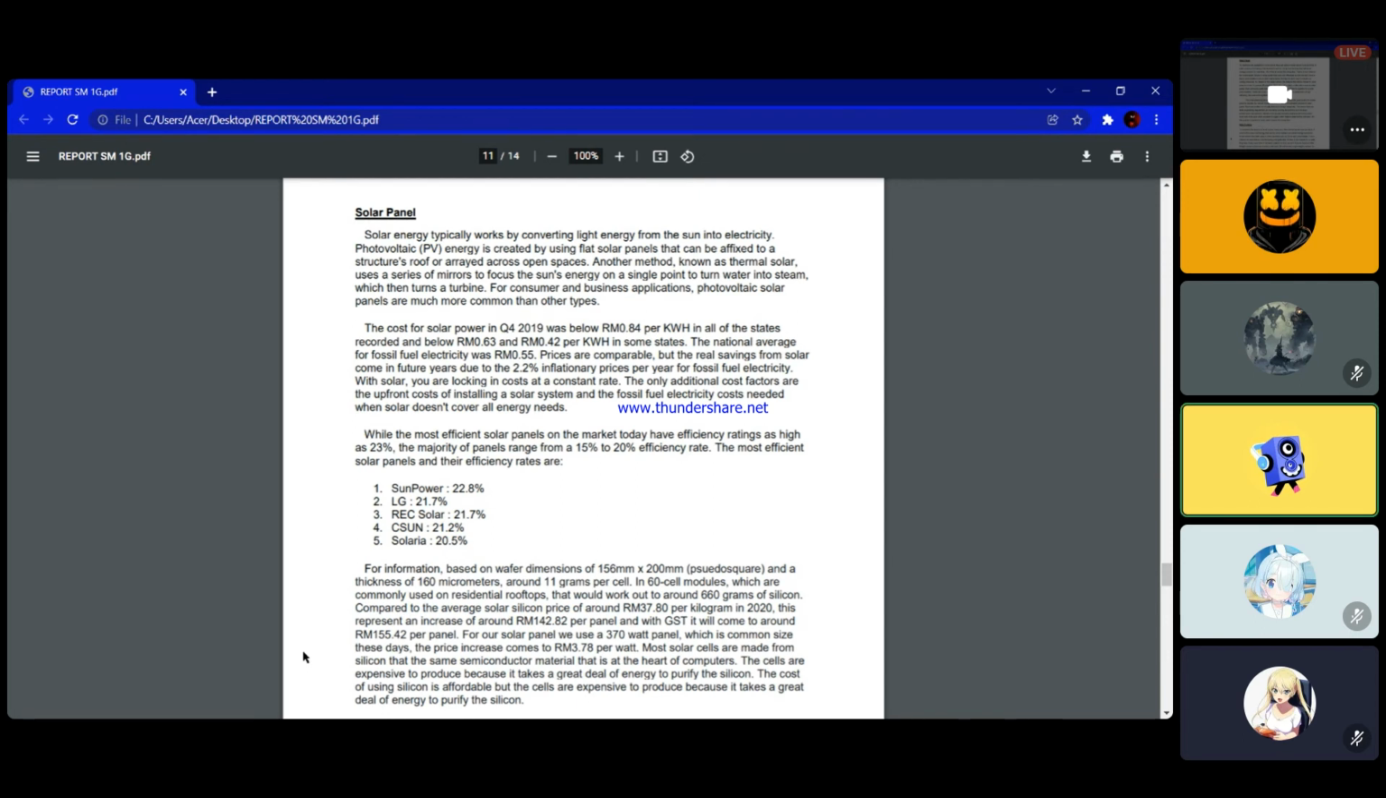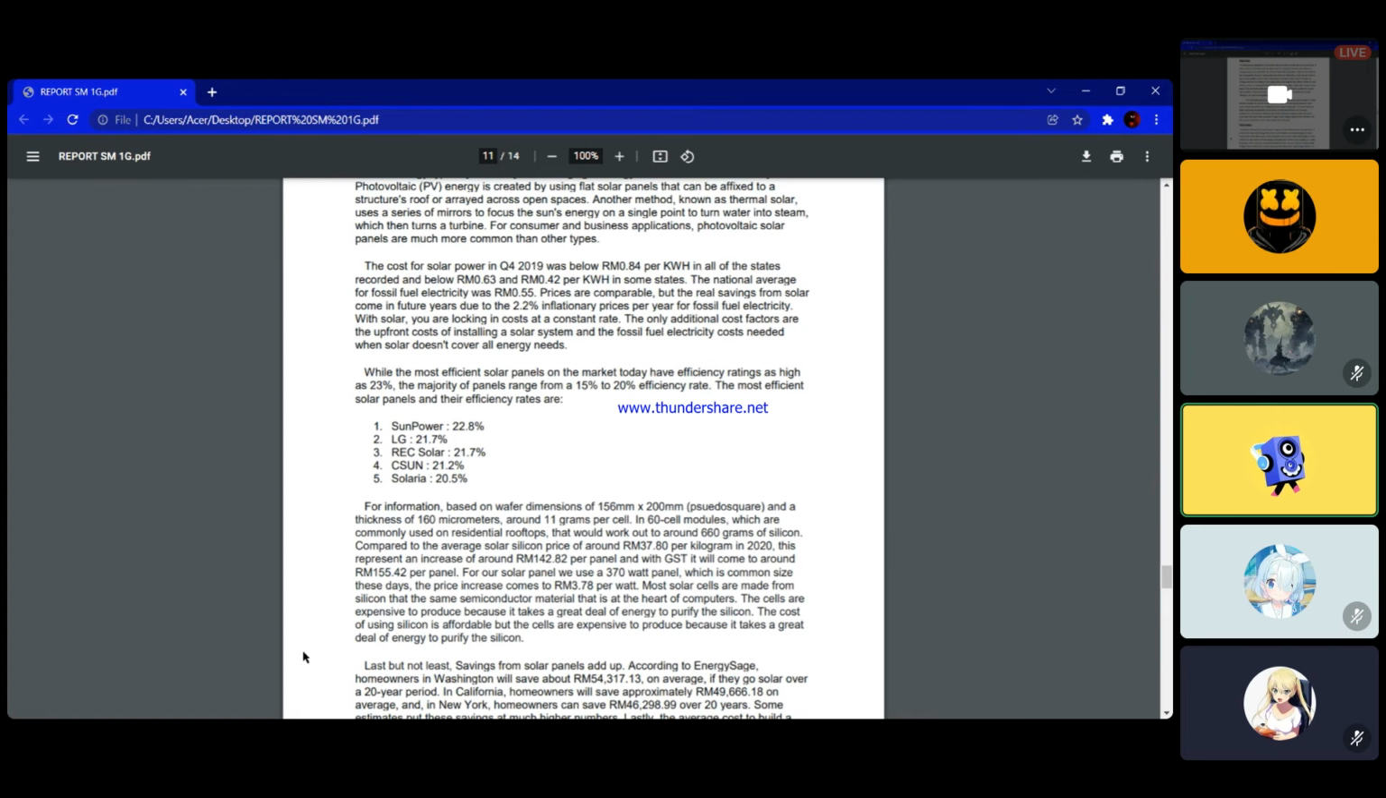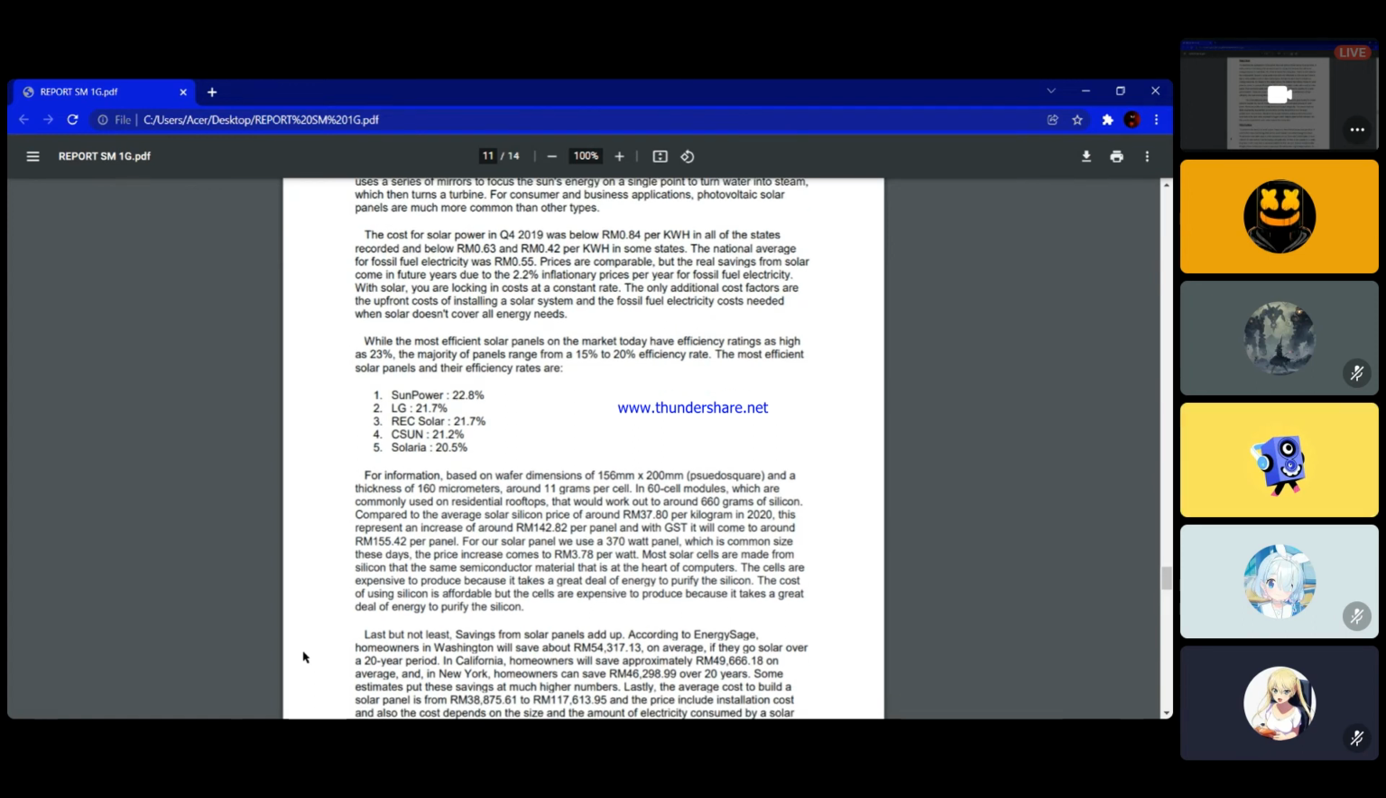For information, based on a wafer dimension of 156 mm by 200 mm and a thickness of 160 micrometers, it is around 11 grams per cell. In 60-cell models, which are commonly used on residential rooftops, that would work out to around 660 grams of silicon, compared to the average solar silicon price of around 34 ringgit and 80 cents per kilogram in 2020.